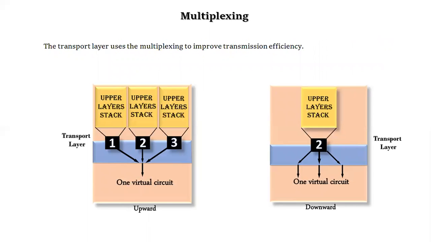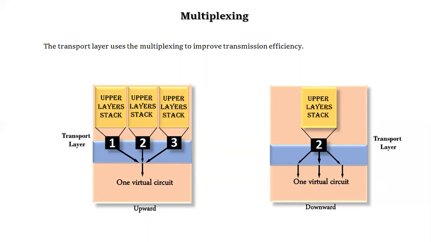Multiplexing happens in the transport layer. It's a very important duty. We do upward multiplexing and downward multiplexing. The first diagram talks about upward multiplexing. We have multiple transport connections that use the same network. In that case we need to use multiplexing: we combine the multiple connections into a single line. That is upward multiplexing.